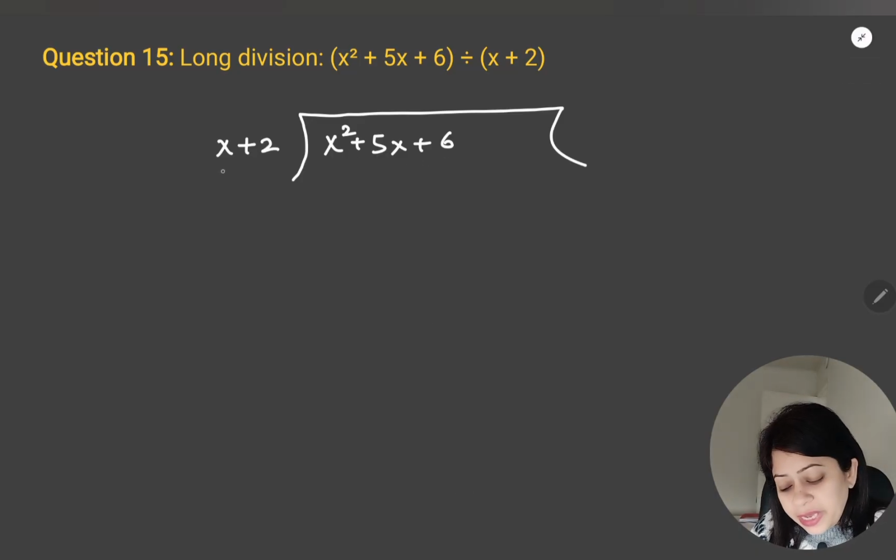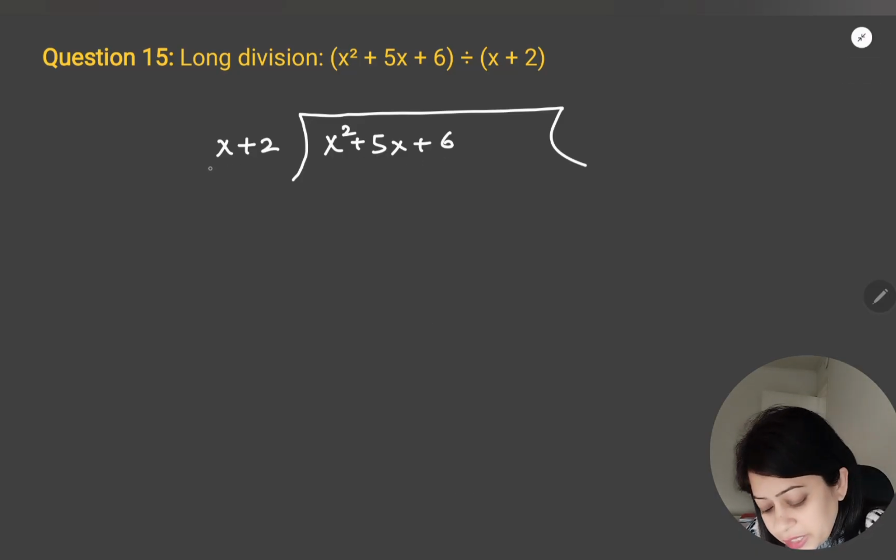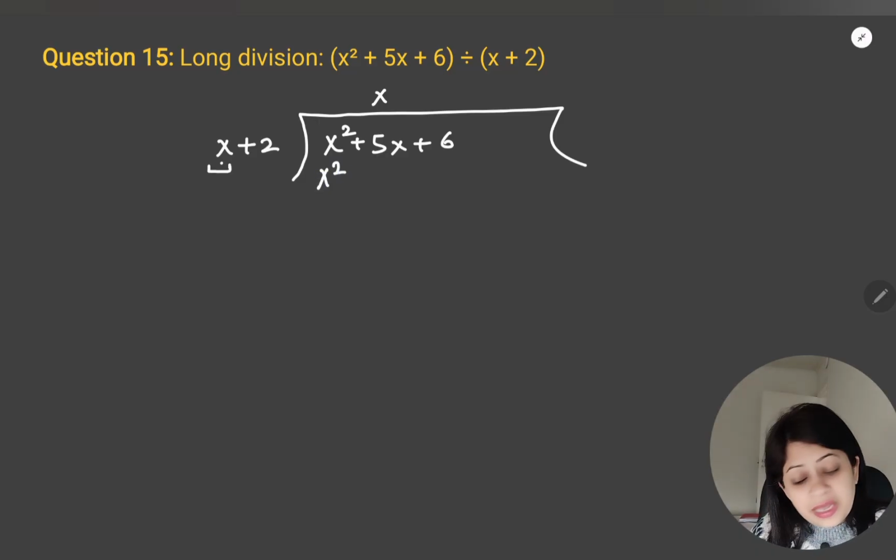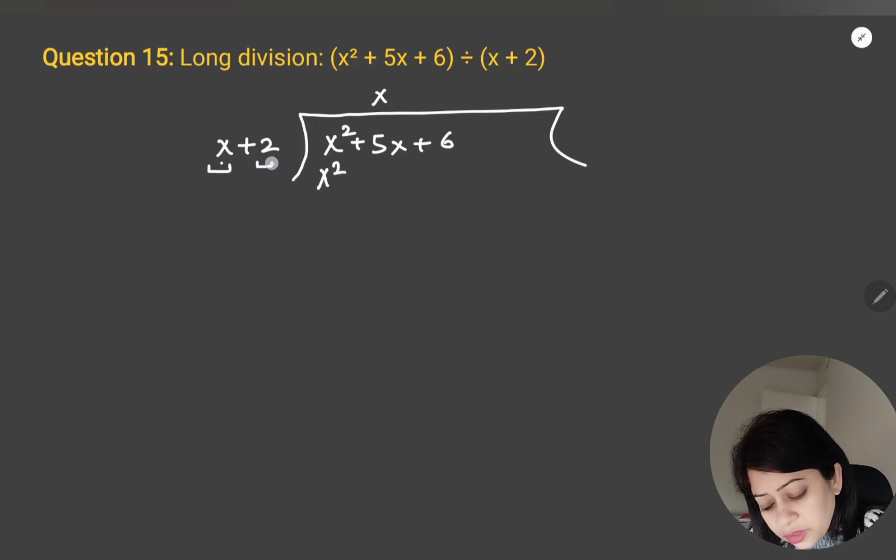Okay, so here we have x square plus 5x plus 6. We are dividing with x plus 2. I will see what I should multiply x with to get x square. I need to multiply x with x to get x square, right? So x times x is x square, that I will write here. But we have 2 here, so this 2 will also get multiplied with x. So 2 times x is 2x.